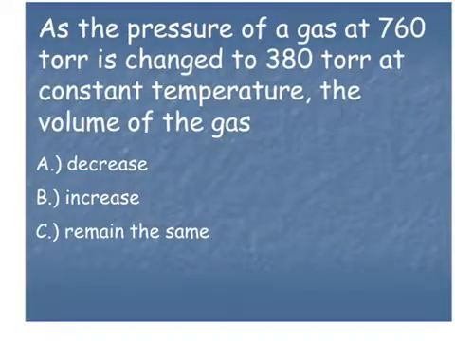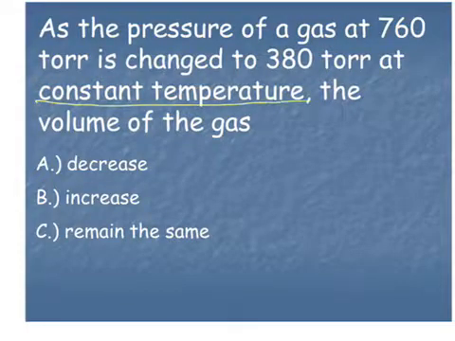So let's see how we can apply Boyle's law to this set of conditions here and demonstrate from a concept what's happening. So we have a pressure of a gas at 760 torr, and we're going to change that pressure to 380 torr. If you do the math real quick here, that's a twofold decrease in the pressure, we're halving the pressure. And we're going to keep the temperature constant because we need to do that for Boyle's law. Otherwise, if we don't keep the temperature constant, then Boyle's law does not apply.